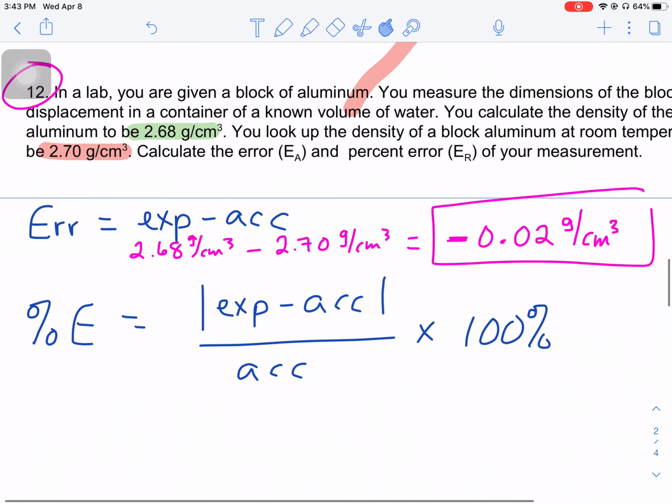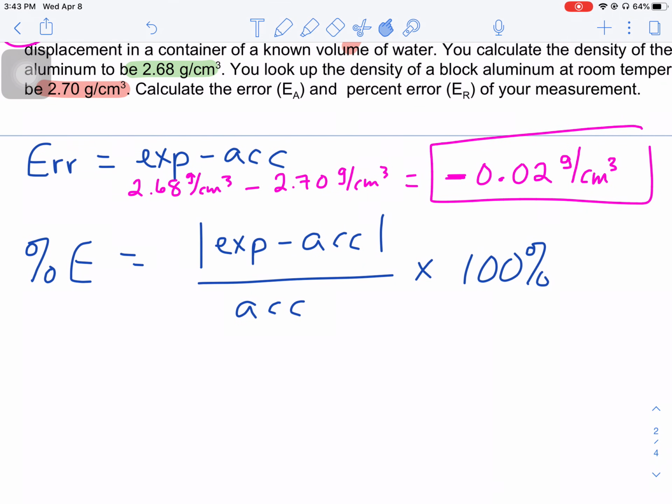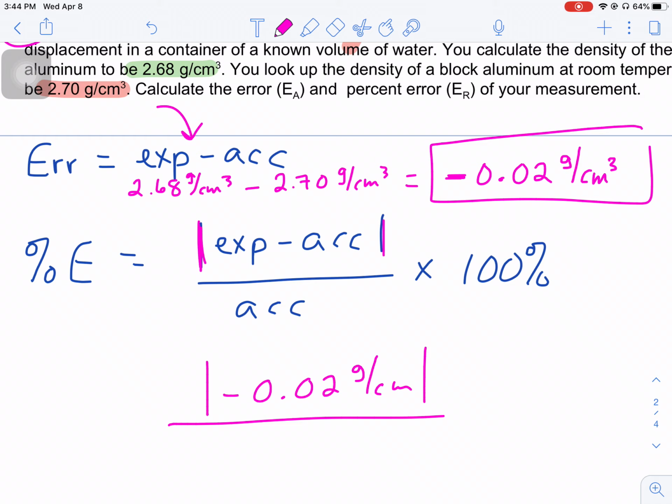Now I move down here and I want to do relative error or percent error, okay? Basically, the top of this equation is what we did up here. So rather than show my work again, I'm just going to take my previous answer, which is negative 0.02 grams per centimeter cubed. And remember, when you're dealing with absolute values, you can just drop that negative symbol. So it's just going to be 0.02. And then we're going to divide that by the true value. And the true value was 2.70. And the unit would be a gram per centimeter cubed.